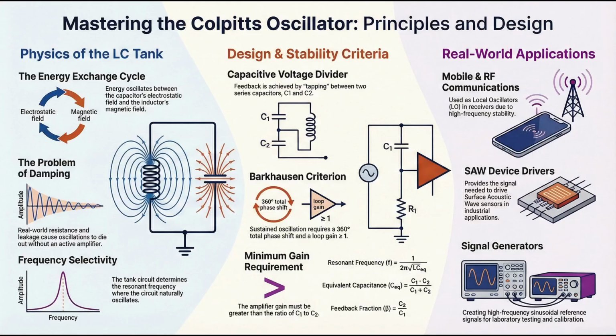So if you take just one thing away from this whole explainer, let it be this. The Colpitts oscillator is a masterpiece of balance. It takes a natural physical resonance that wants to die out, and it breathes life back into it every single cycle by perfectly injecting just the right amount of energy to keep it going forever. And that's how you create a pure, stable, high-frequency signal.